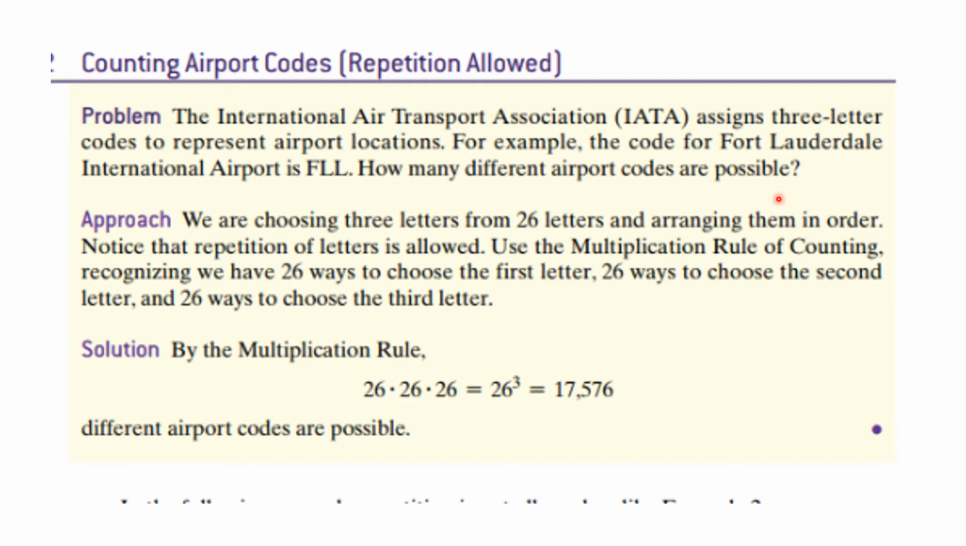How many different airport codes are possible? Well, you can think about there's 3 spaces, and you can put a letter in each one of them. So you can put 26 here, and then for every one of those, you can put 26 different ones here and 26 different ones here. That is 26 cubed, and that's well over 17,000 different airport codes are possible.